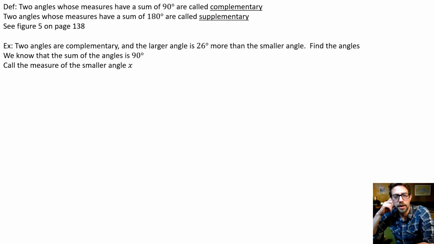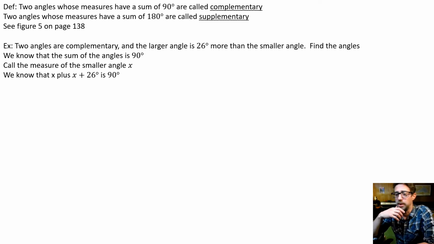So what do we know? We know that x plus the other one is 90. And we know another thing we have to is that the other one is 26 degrees bigger. So since we called the smaller one x, we have to call the other one x plus 26. And then, right, we know that x plus x plus 26 is 90. Those are the two angles.